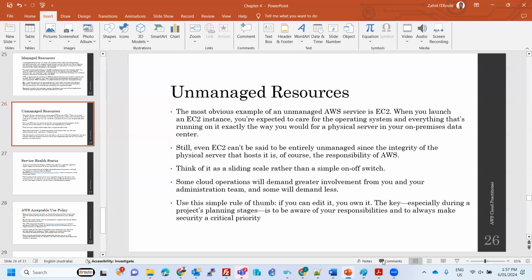The key, especially during a project's planning stages, is to be aware of your responsibilities and to always make security a critical priority.